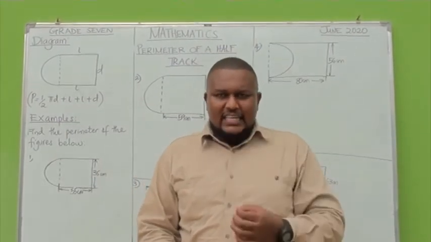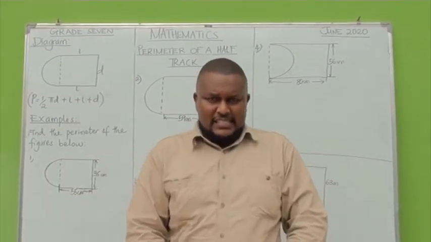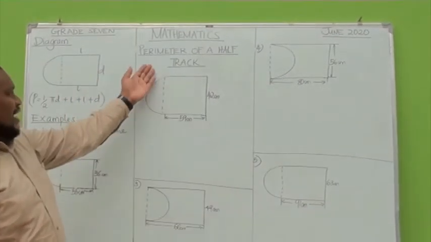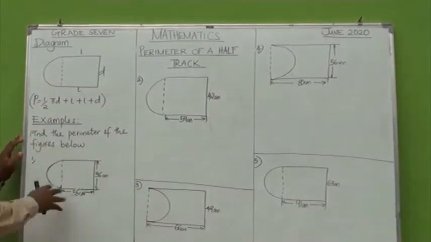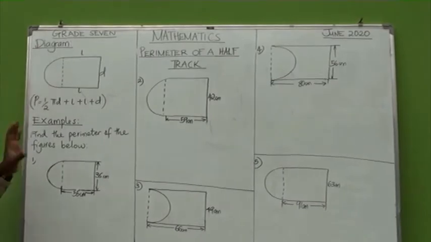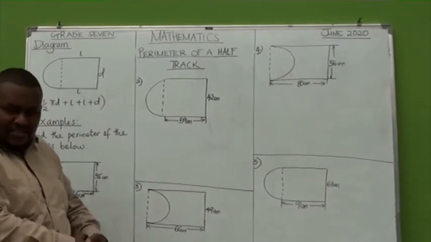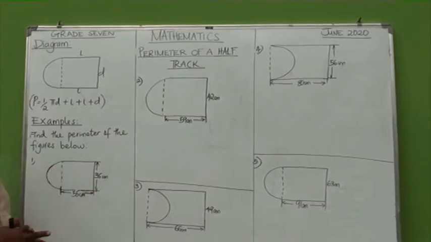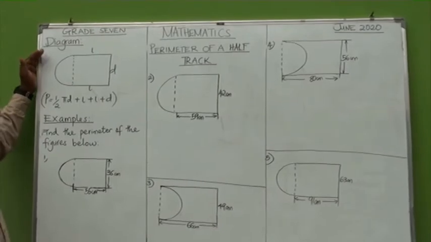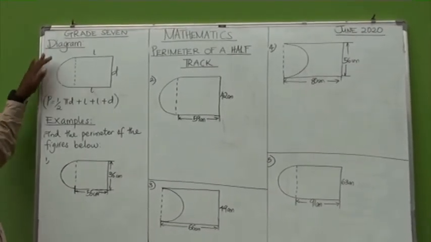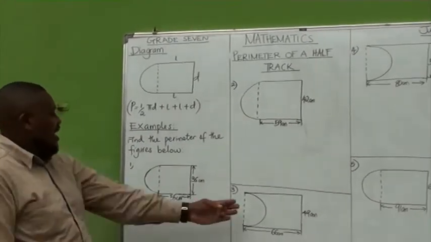Today, I would like us to get the idea that we can have a whole track and we can also have a half track. That brings us to our lesson of today: perimeter of a half track. As you can see on the board, I have drawn those half tracks. Some can have semicircles which are bulged from outside, others can have semicircles which are bulged inside, and it is all the same as long as we understand the concept. I have said the semicircle can be bulged from outside or inscribed inside.